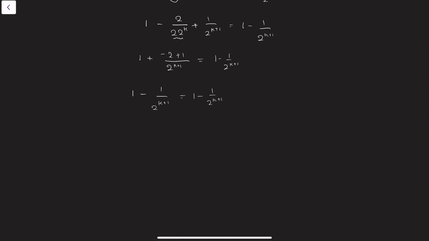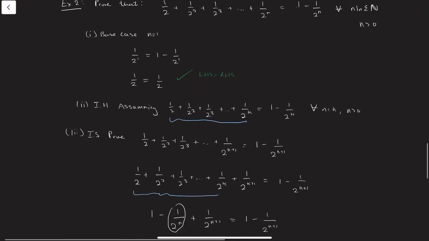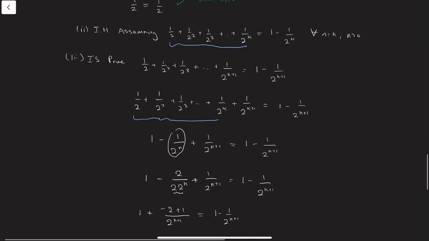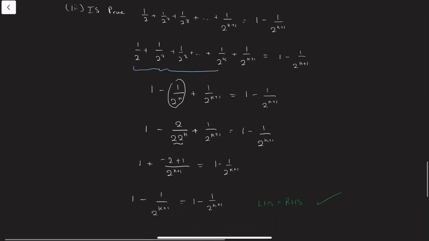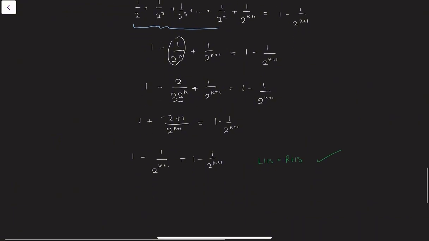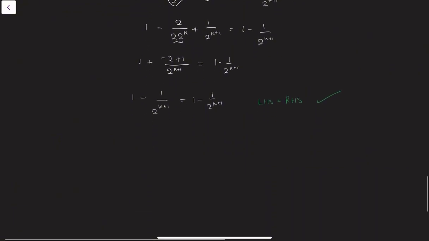So again, we wrote everything under one common denominator, and then simplifying our terms, we ended up with the left-hand side equivalent to the right-hand side. Therefore, we prove this by induction. Just to highlight, we used our induction hypothesis to prove our induction step, and then by some simple algebraic manipulation, we were able to prove our induction step. Great, let's move on to the next example.